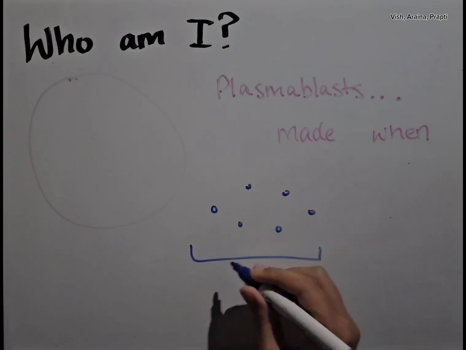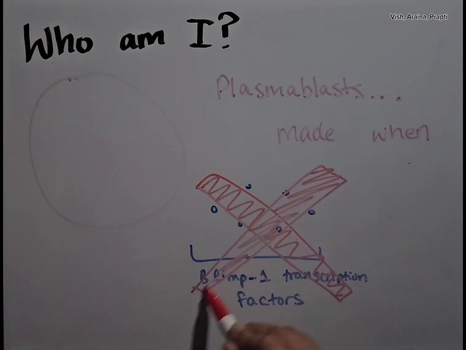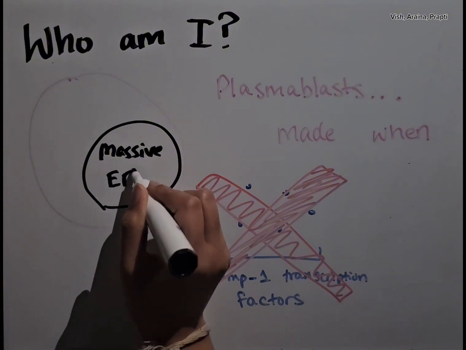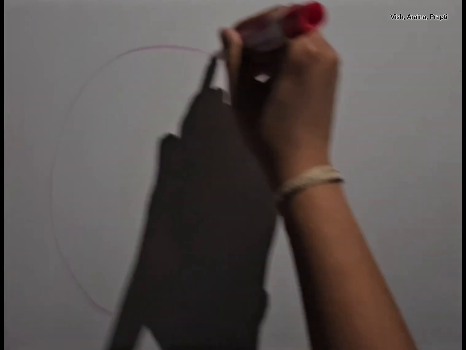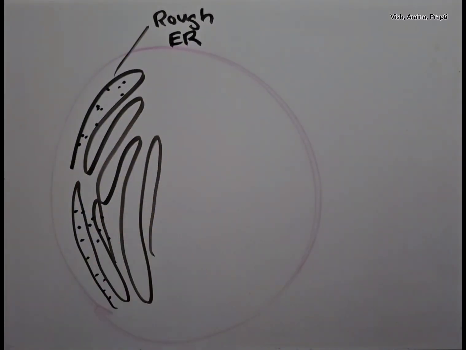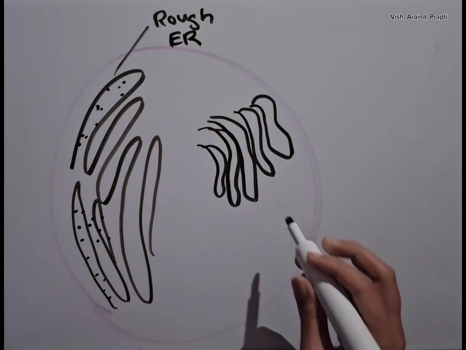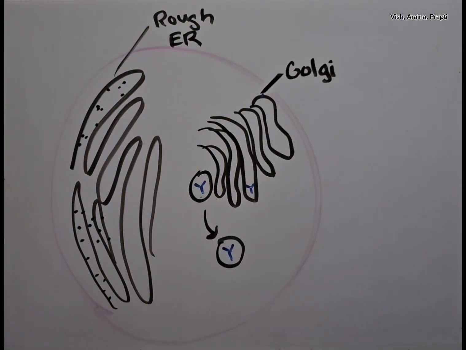Plasmablasts are rapidly generated, and their production is triggered by BLIMP1 transcription factors, which serve as the molecular switch that converts B cells from a dividing cell into an antibody-secreting cell. Plasmablasts are characterized by a massive endoplasmic reticulum and high metabolic activity. The plasmablasts produce IgG antibodies, which are released into the bloodstream and extracellular fluid.